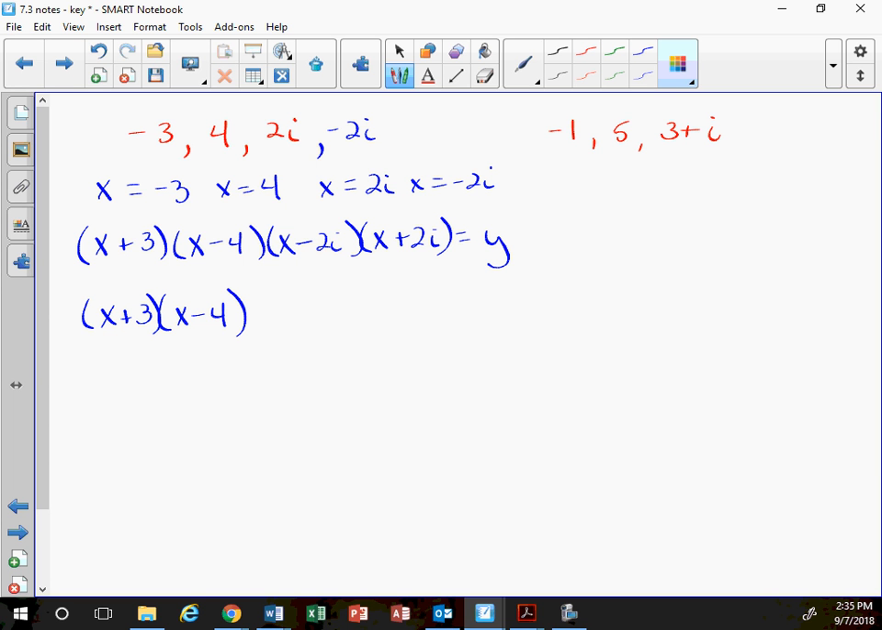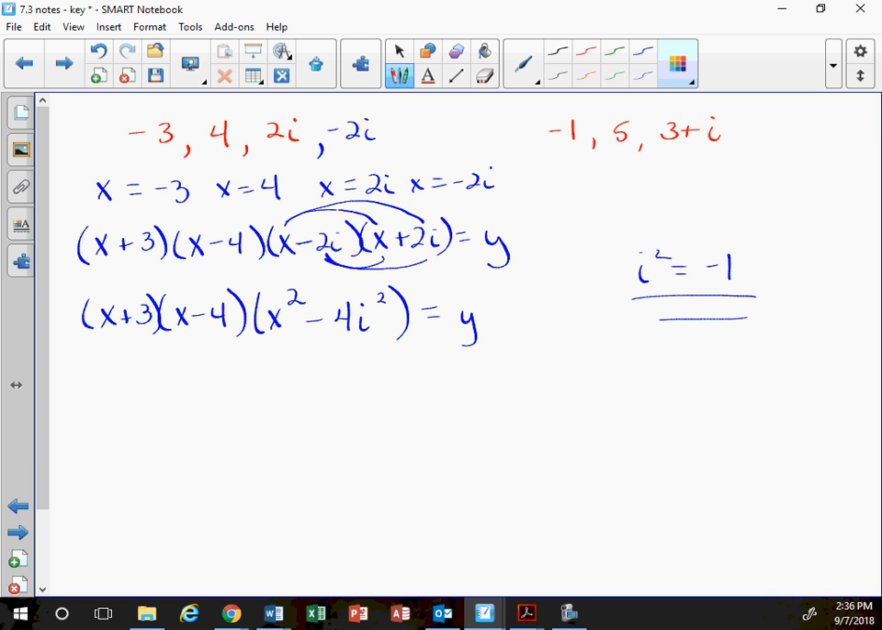You can FOIL, you can put it in a box, however you like to multiply, I don't care. I like to just distribute. So I'm going to have x squared. And then do you guys see I get plus 2xi and minus 2xi? They're gone, yes. And then this becomes minus 4i squared. i squared is equal to negative 1. So negative 4 times negative 1 is plus 4, and then you're done.